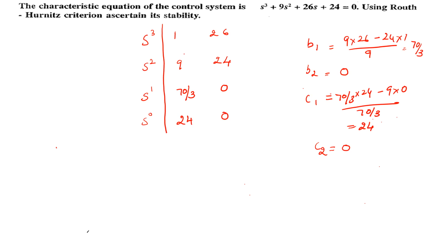Since there are no sign changes in the first column of the Routh array and all are positive values, we have 1, 9, 70 by 3, 24, all positive values and there is no sign change. Hence the system is stable.